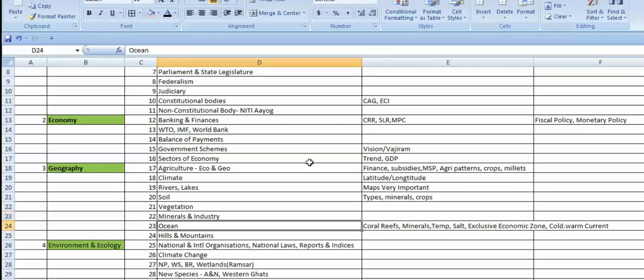Fine. Next one is the ocean part. Now, oceanography, you don't have to cover the whole thing. You have to cover the coral reefs. What are the reasons for its depletion? What are the initiatives taken by the government to improve the life of the corals?